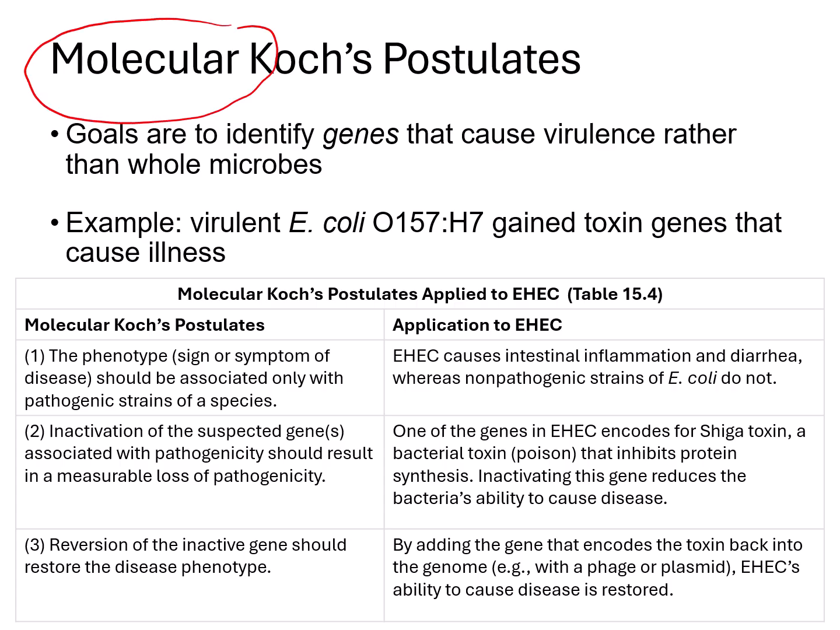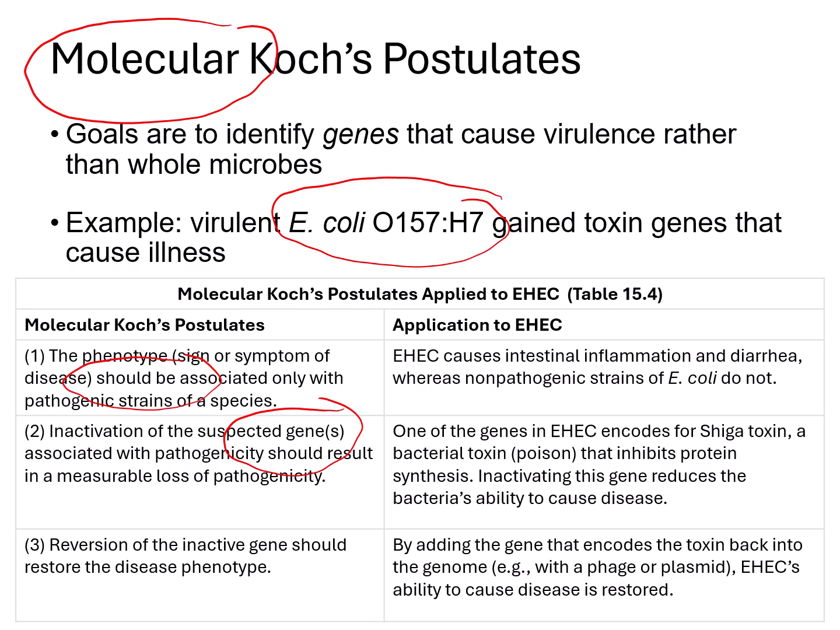So these postulates say that a gene or a gene product should be found only in pathogenic strains. And if we disable that gene, if we inactivate that gene, this should restore the pathogen's ability to cause disease. And a good example is E. coli 0157H7. This one acquired a Shiga toxin gene, and that turns a harmless intestinal bacterium, normal E. coli, into a dangerous one.